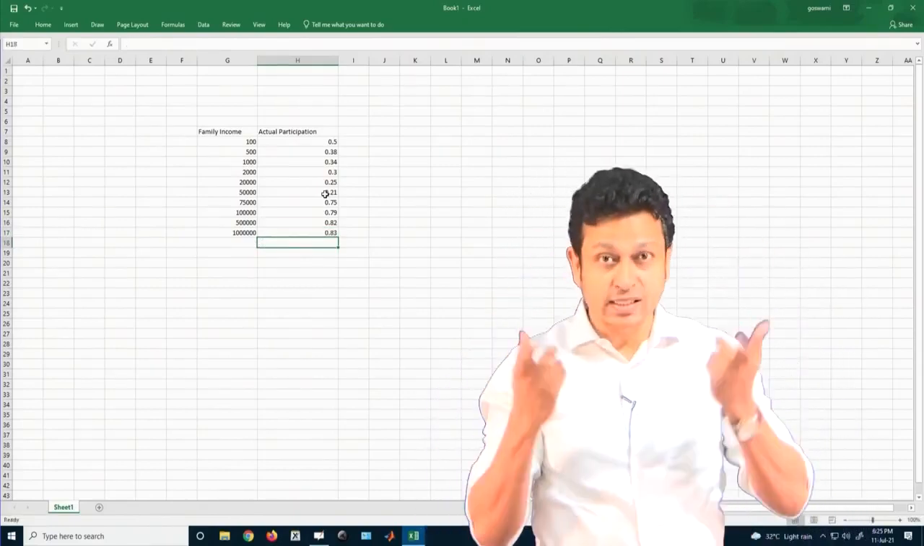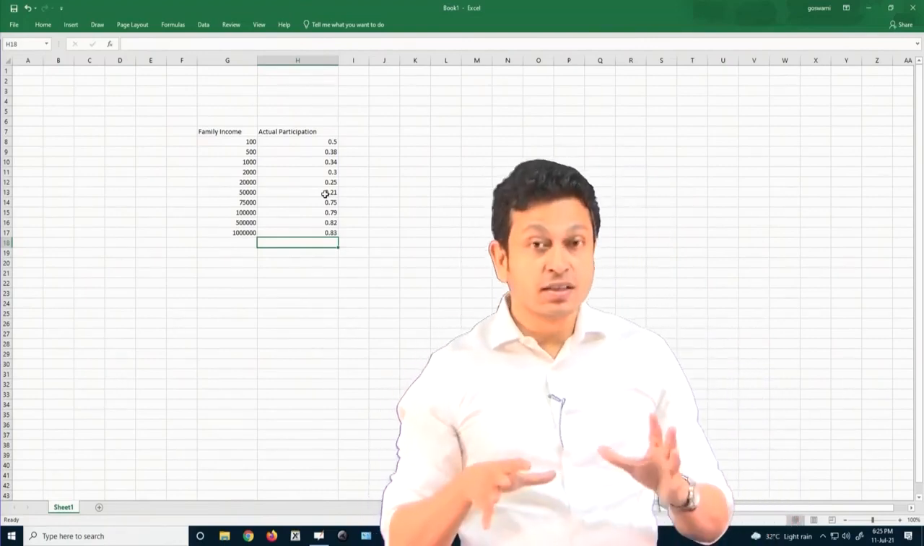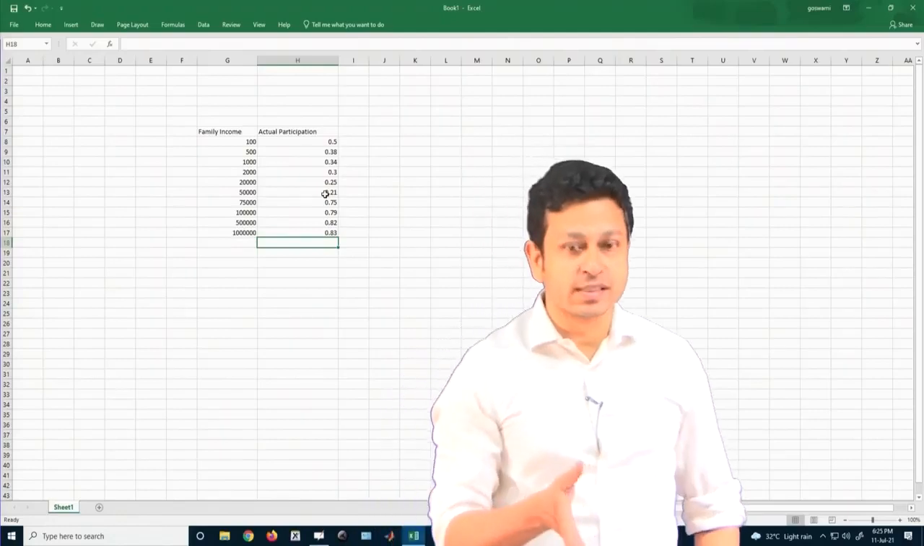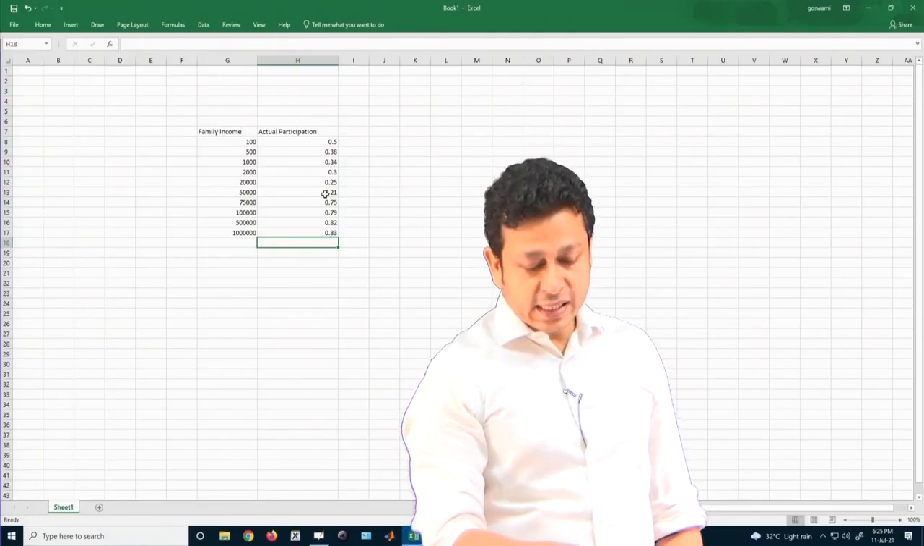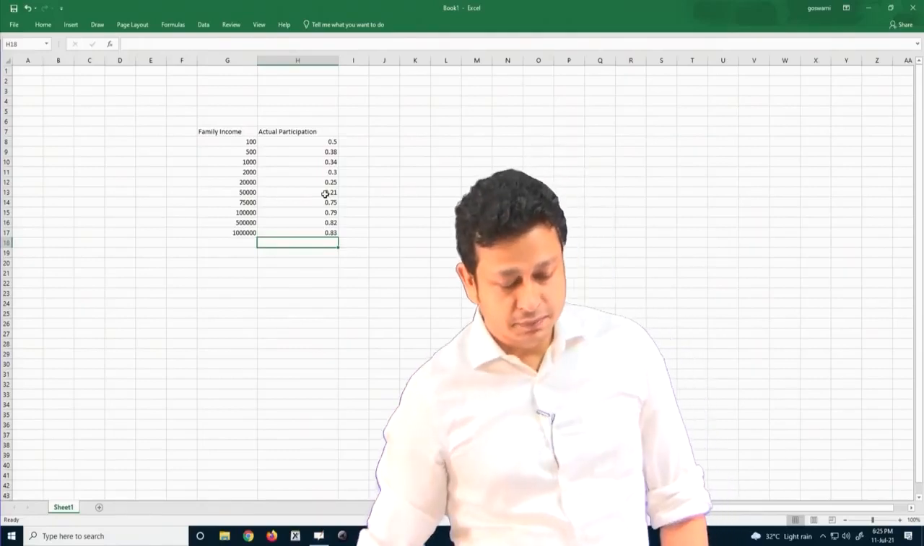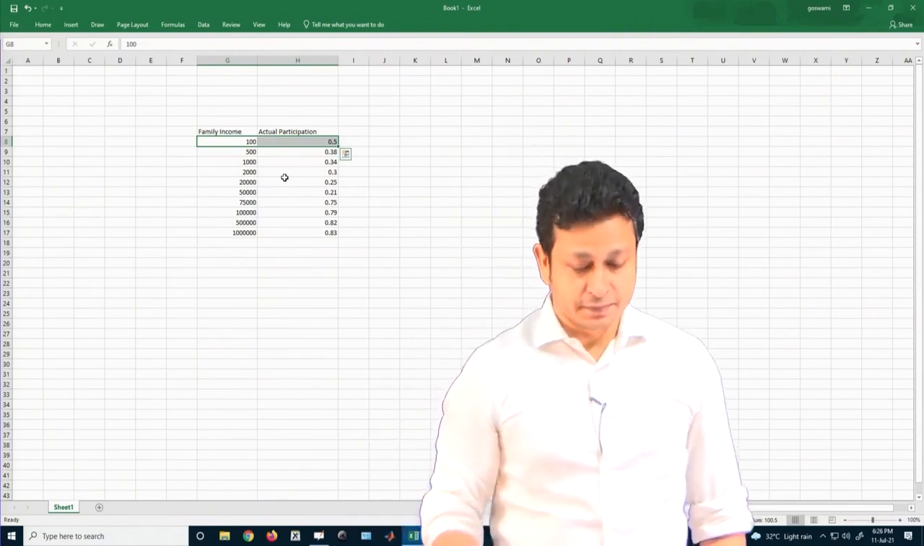I just got these numbers from my mind, okay. Now, these numbers are not without any basis, okay. So, you can actually see this kind of number, and I will explain why these numbers would make sense. So, you see when the family income is really low, like 100 rupees a week, you actually see the actual participation is 0.5.